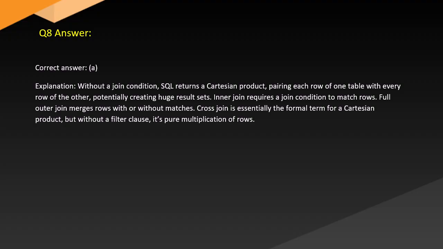Answer. Correct answer, A. Explanation. Without a join condition, SQL returns a Cartesian product pairing each row of one table with every row of the other, potentially creating huge result sets. Inner join requires a join condition to match rows. Full outer join merges rows with or without matches. Cross join is essentially the formal term for a Cartesian product, but without a filter clause, it's pure multiplication of rows.